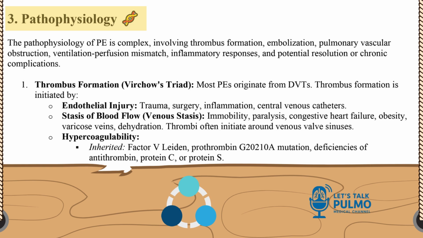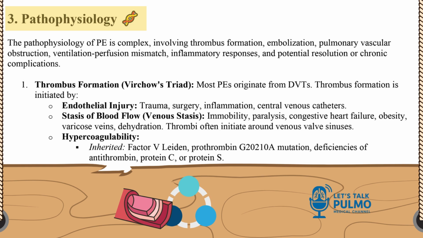Okay, first is endothelial injury. This means damage to the inside lining of the blood vessel. Things like trauma, surgery, inflammation, even having a central venous catheter in place can cause this kind of injury. The body's clotting system can get triggered by that damage. Okay, that makes sense. A damaged pipe wall triggers a repair, which involves clotting.